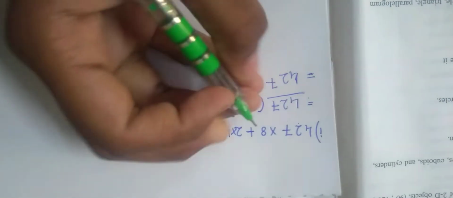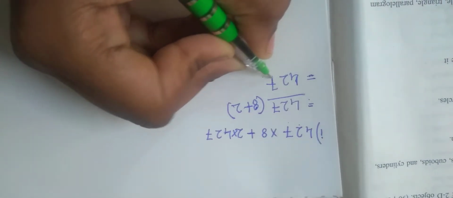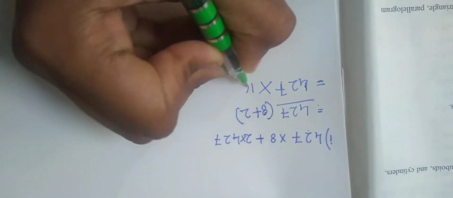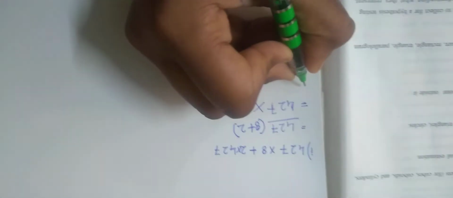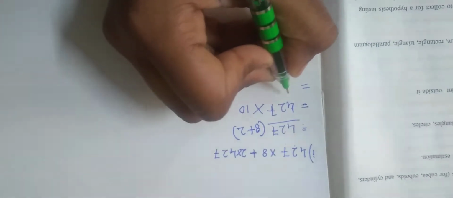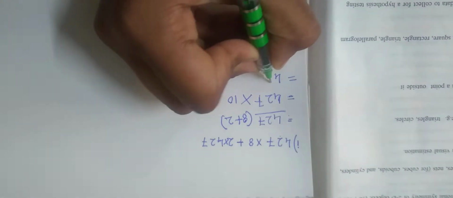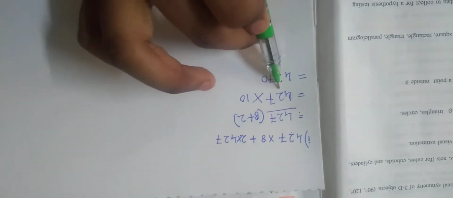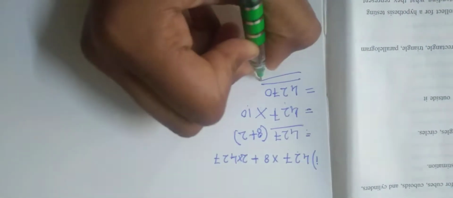So the next step: 427. Sorry, ignore my handwriting because I have moved my camera here. So 8 plus 2 is going to be 10. So 427 into 10 is 4270. So this is the answer, this is how you have to do it. This is how we are going to do multiplication of integers.